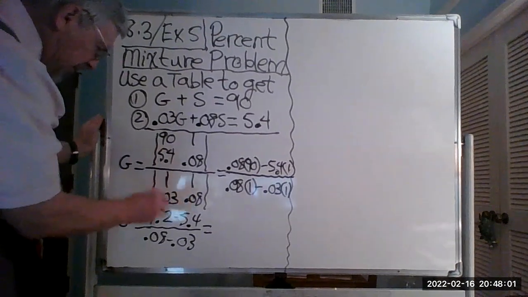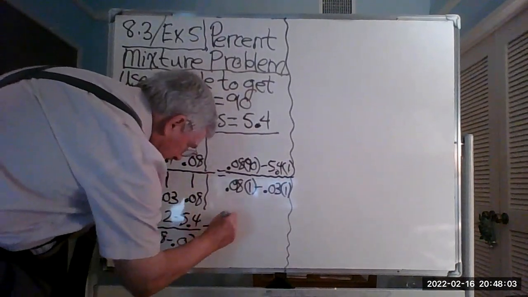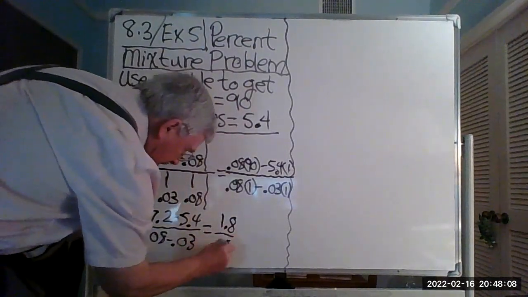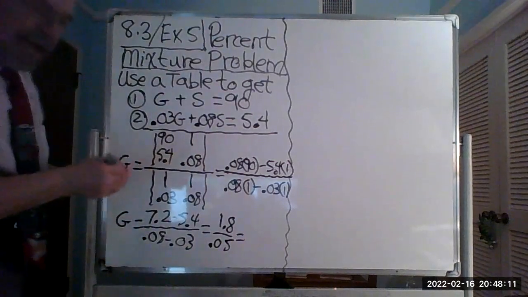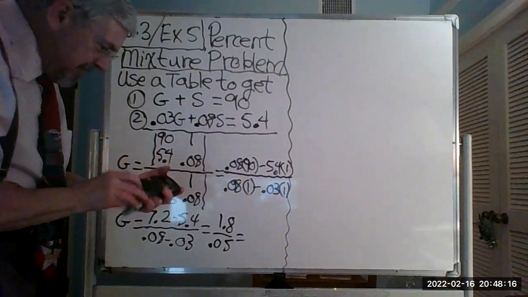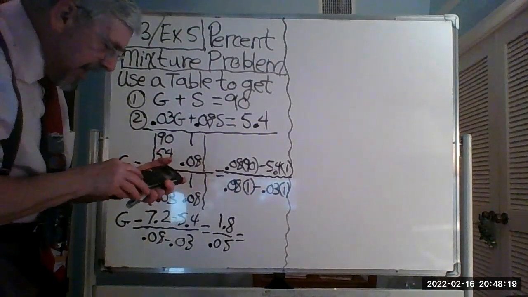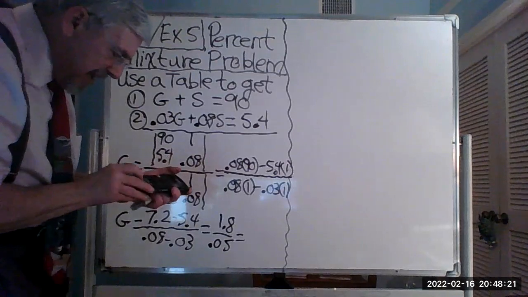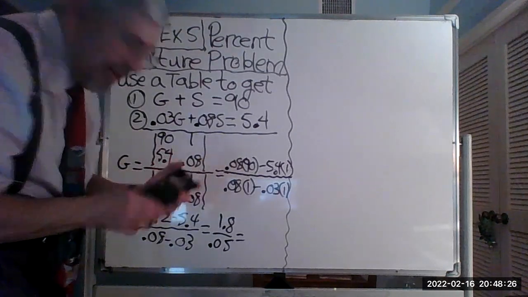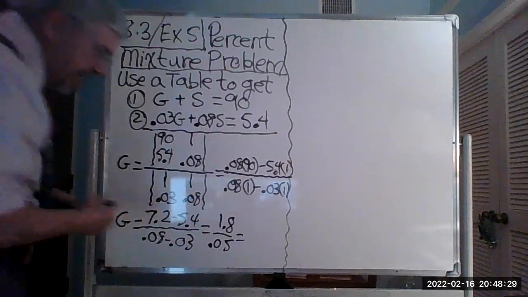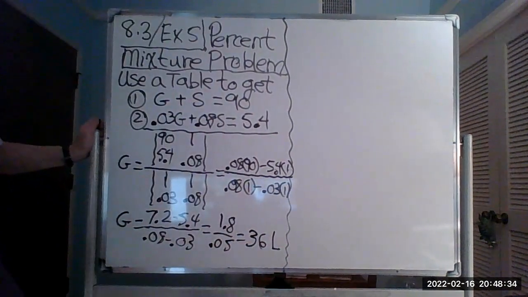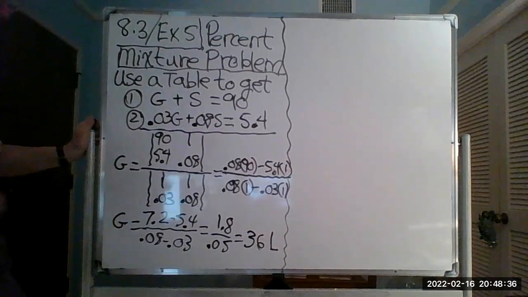The difference between those two, I think, is 1.8 on top, all over 0.05. Again, I'll use my calculator to crunch that out. Let's see what we get. 1.8 divided by 0.05 equals, and I get 36, and it's liters. So 36 liters, okay? Notice, no muss, no fuss, I'm just crunching it out.